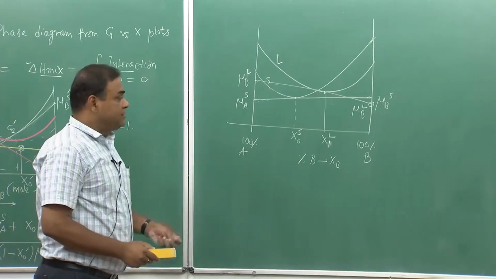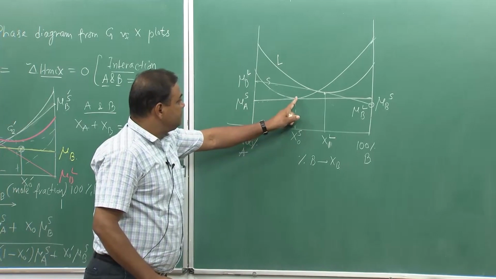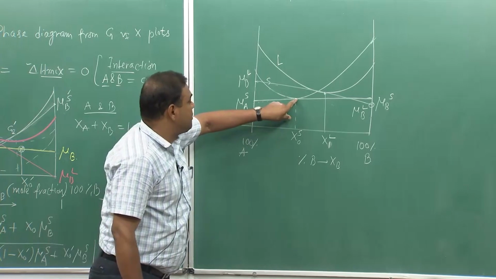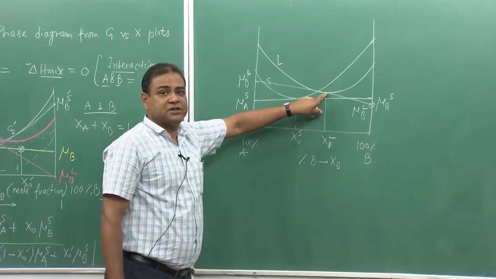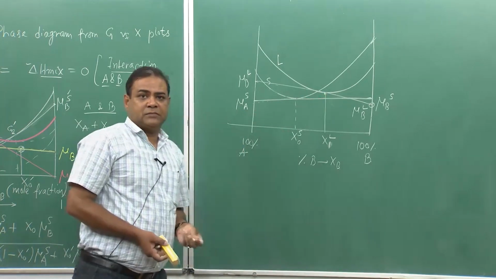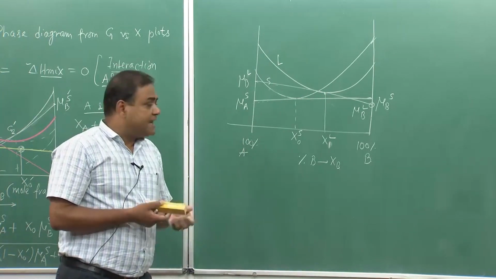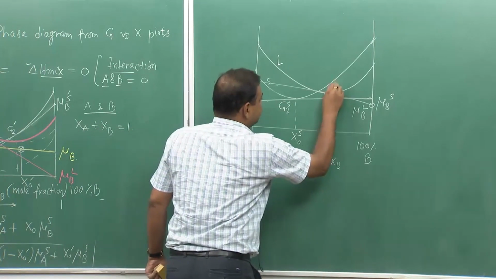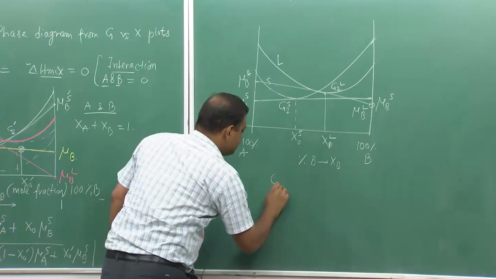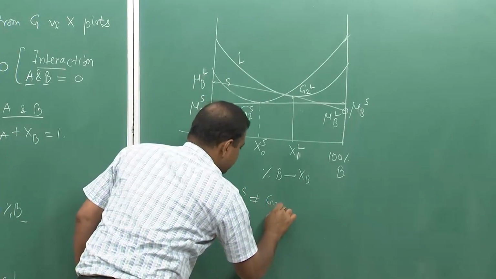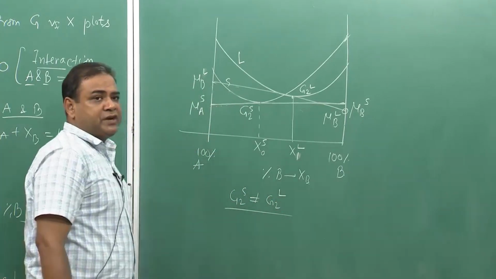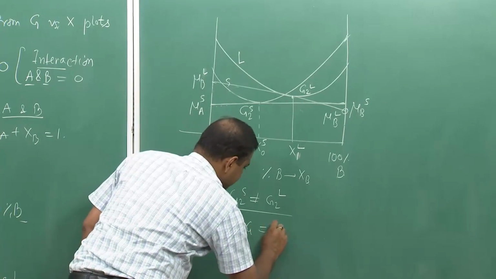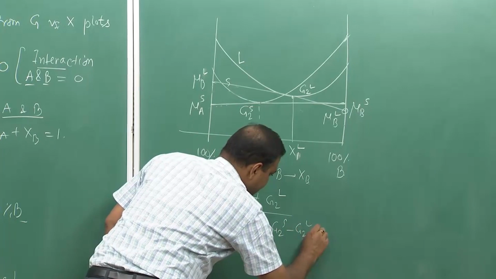Now, when would you think that the solution of this composition and the solution of this composition would be in equilibrium? Can they be in equilibrium? They cannot be in equilibrium, because here it is G2S and here it is G2 liquid, and G2S is not equal to G2 liquid. So, this is not the condition for equilibrium. And equilibrium means del G, which is G2S minus G2L, should be 0.